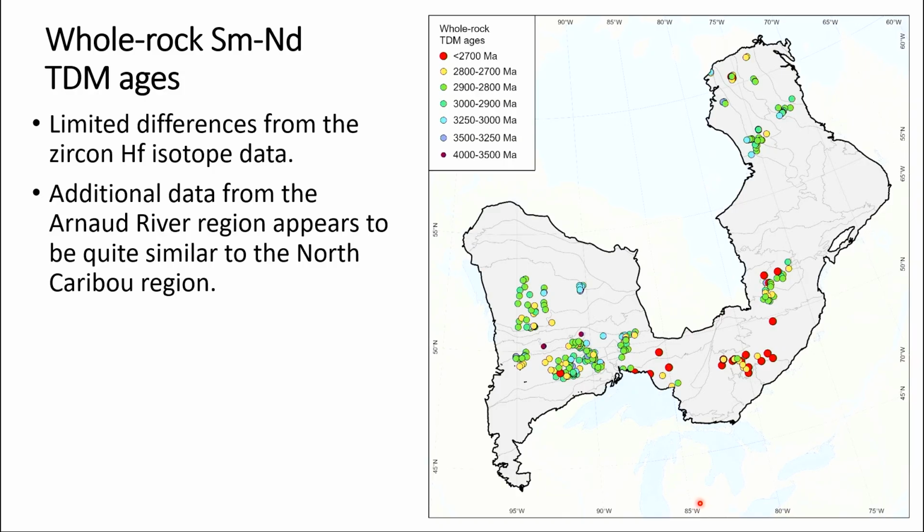So now moving on to the whole rock neodymium model ages, there's a limited difference from the zircon data, but we've got additional data in the northeastern Superior Province, which allow us to draw some correlations potentially with the North Caribou terrane over here, because it's very similar in composition as well as age.